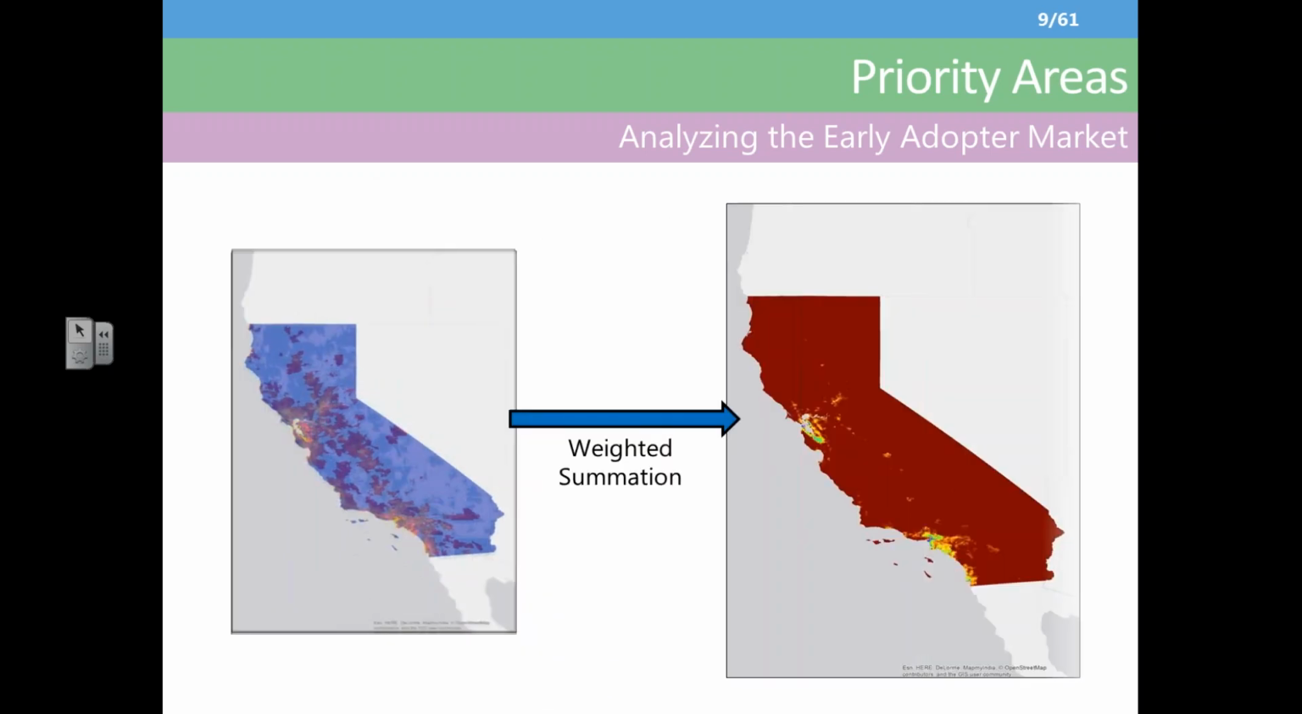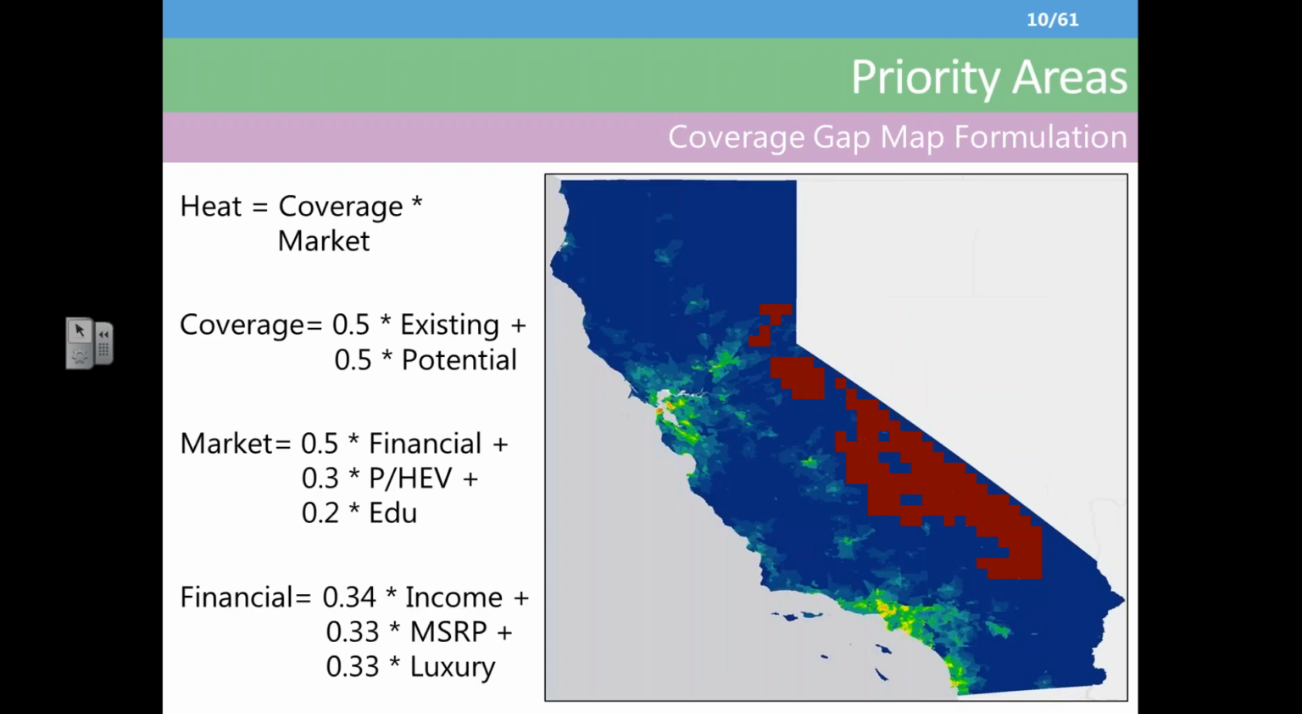And we kind of overlay all those, and we give each of those factors a weight, and you sum them up, and you get to a heat map across the state. And that heat map back in 2015, I believe, looked like this. And the actual equation itself and the weightings you can see are on this slide. So basically the coverage times the market, that's how you get that overlay.